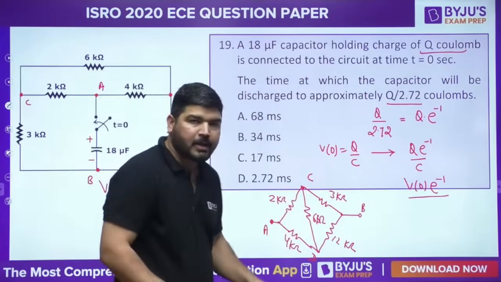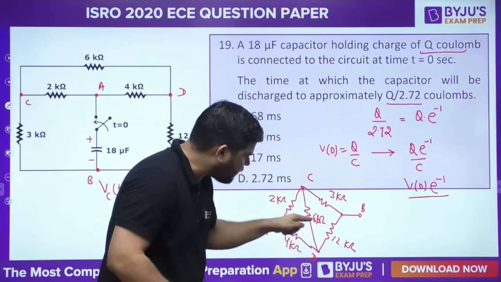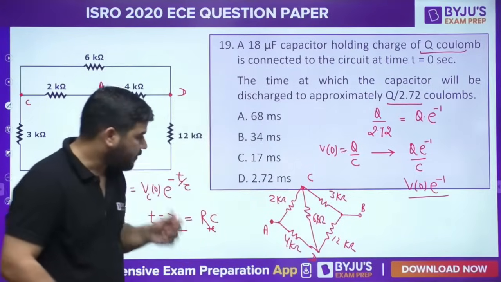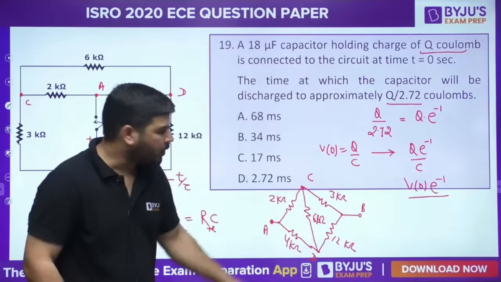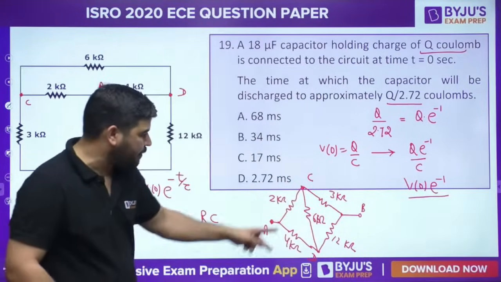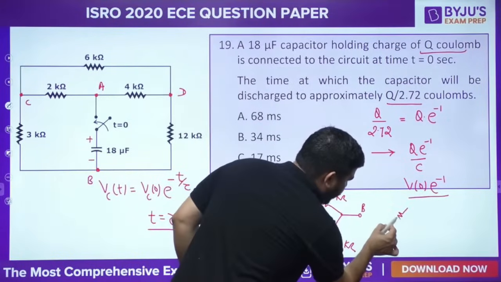So you have to convert delta into star. What we can do is convert this 3, 12, 6 into star. Okay, this side or this side? I am preferring this side because it's divisible by 3. All the elements are divisible by 3. That's why I am preferring this side. Okay, so now the circuit will look like this.